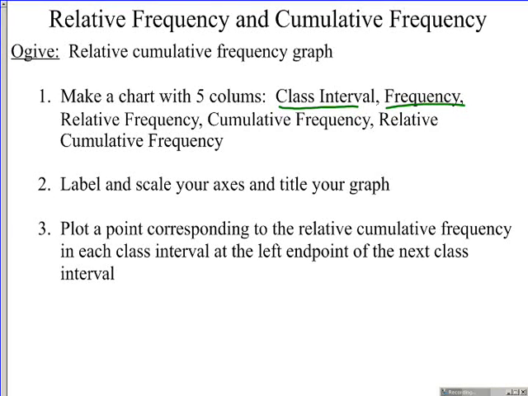From there, once you have that, that's all the information you're going to need to be able to draw your graph. Then follow your other general rules. Label and scale your axes, title your graph. Okay, and this is the key. Plot a point corresponding to the relative cumulative frequency in each class interval at the left endpoint of the next class interval. And this last part is exactly what you're also going to do when you have a histogram. So we go to the next class, we take that left endpoint, and that is what we are going to label along our horizontal axis.